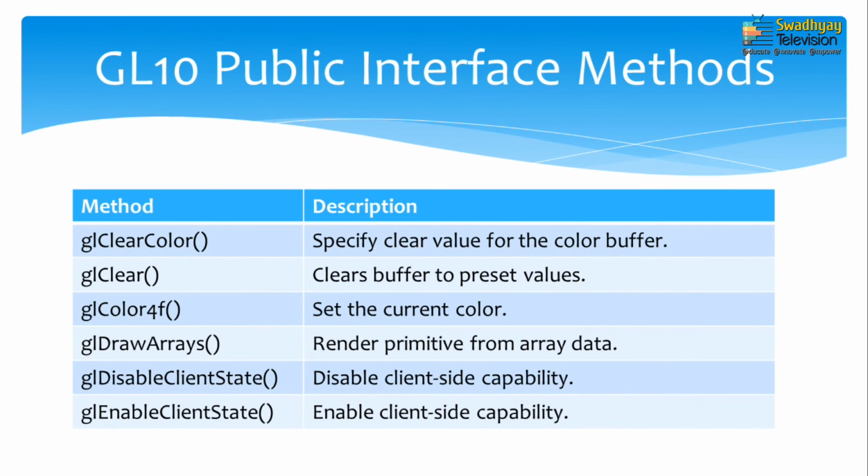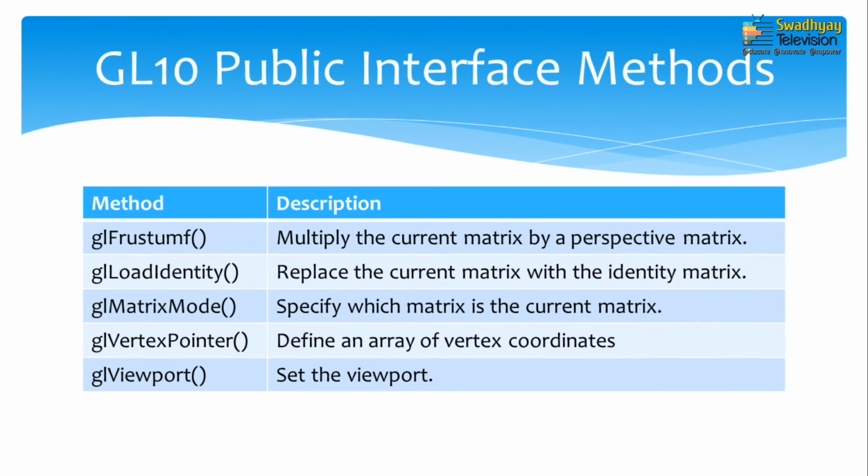Then there is a function called glDisableClientState, which disables a client-side capability, and we have glEnableClientState, which enables a client-side capability. Other methods are glFrustumf, which multiplies the current matrix by a perspective matrix. Then we have the method named glLoadIdentity, which replaces the current matrix with the identity matrix.